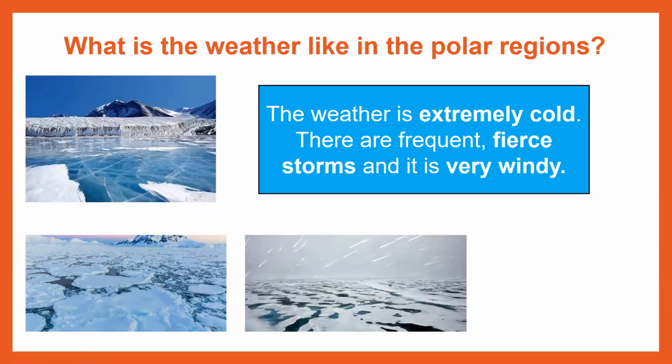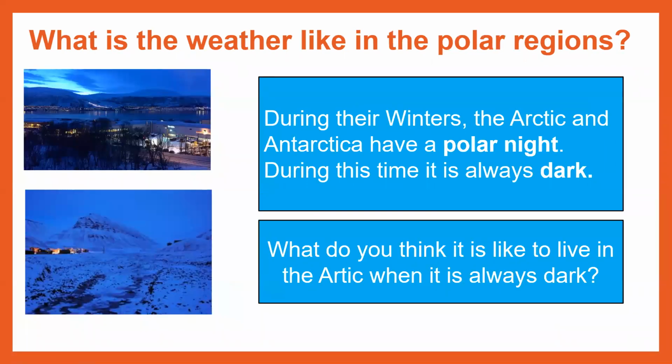So the weather is extremely cold and there are frequent fierce storms and it's so windy. It's very, very windy. During the winter, the Arctic and Antarctica have a polar night. That's one of our keywords for this lesson. During this time, it is always dark. What do you think it's like to live in the Arctic when it's always dark? Can you imagine if when you woke up it was still dark and it was dark all throughout the day? Discuss what that would be like with a grown-up or tell the screen.